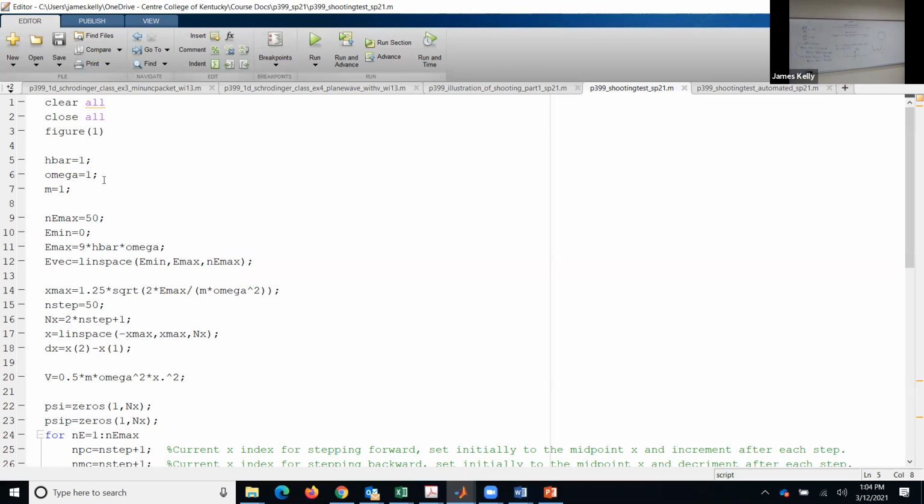There are some constants that come into my differential equation. H bar is in the time-independent Schrodinger equation. I'm going to do a test, and I suggest that you do this test first, because the harmonic oscillator potential comes out so nicely. The allowed energies should be evenly spaced, and you already know what the solutions look like. You know what the psi 0, psi 1 and psi 2 look like.